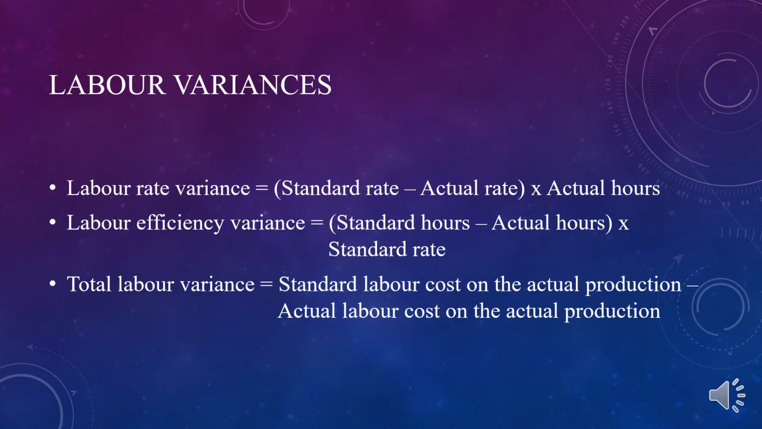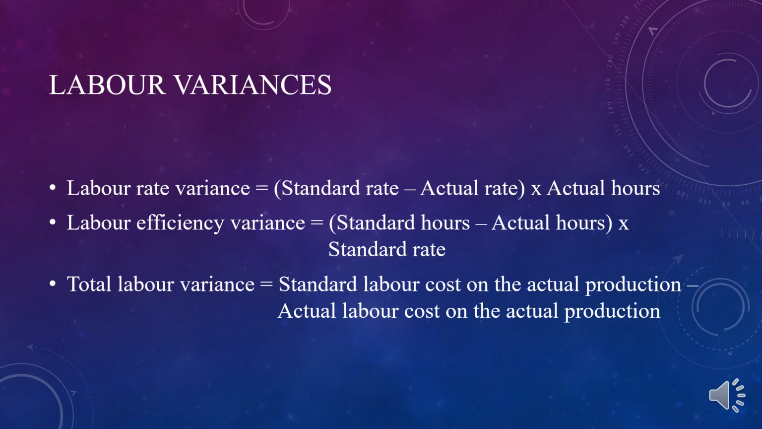Labor variances. As was the case with material, there is more than one type of labor variance. The variances used are the total variance, the labor rate variance, and the labor efficiency variance. The total labor variance is the difference between the standard labor cost and the actual labor cost for the actual units produced. It is made up of two subvariances, the labor rate variance and the labor efficiency variance.